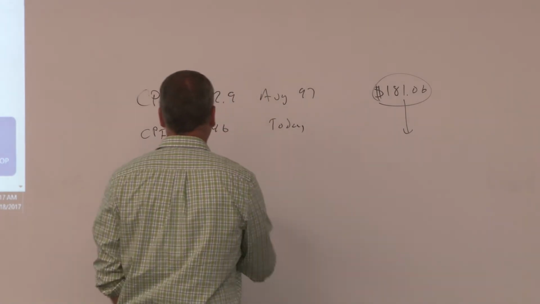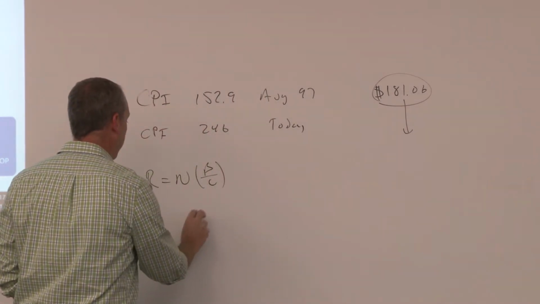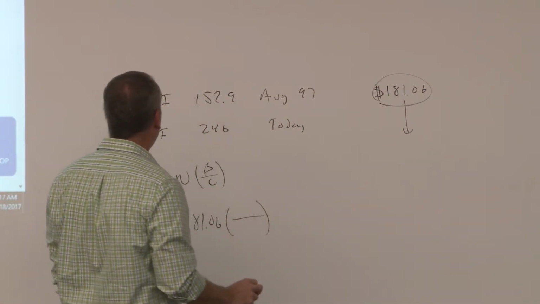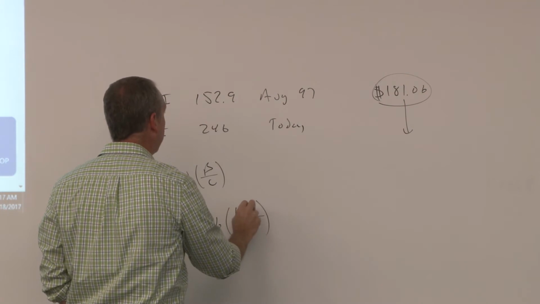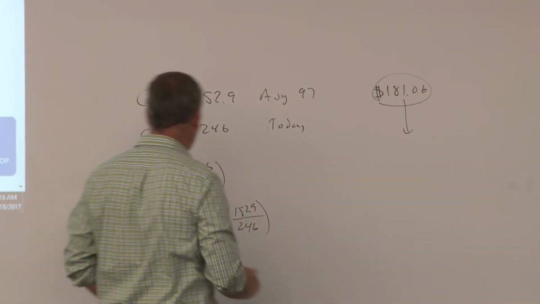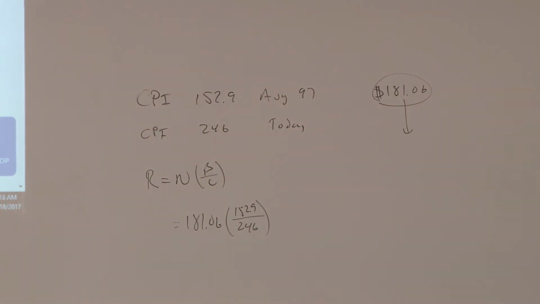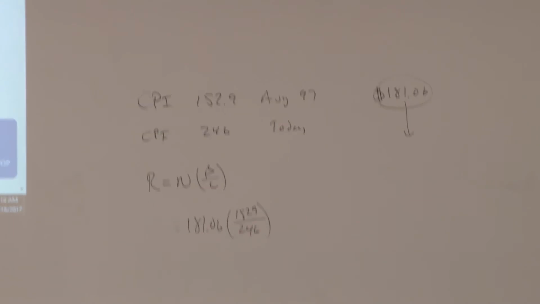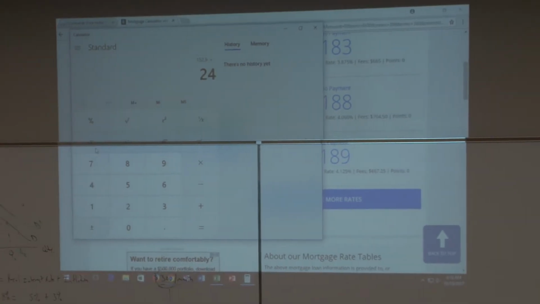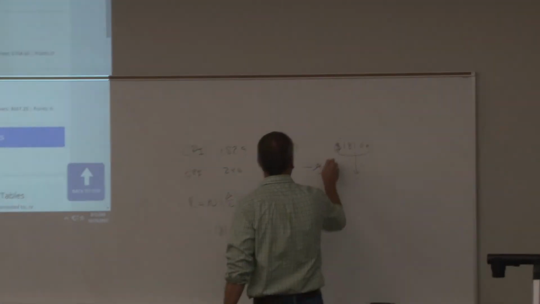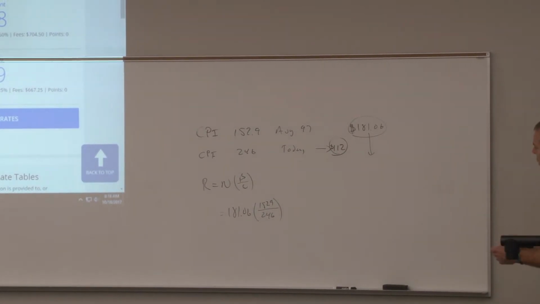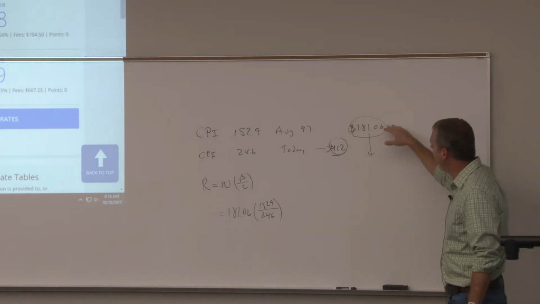Here's our 181.06. I'm going to put this in base year being August 97. 152.9, 246. So we started off paying $181. 152.9 divided by 246 times 181.06. It's the equivalent of paying $112, right? They're still getting this 181, but inflation has made that 181 today only worth $112.